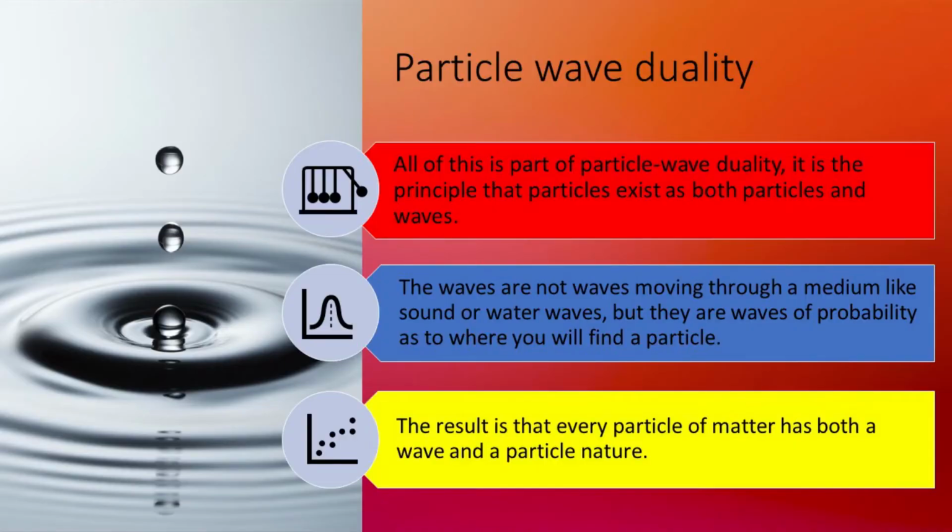All of this is part of particle-wave duality. This is the principle that particles exist as both particles and waves. The waves are not moving through a medium like sound or water waves, but they are waves of probability as to where you will find a particle. The result is that every particle of matter has both a wave and particle nature.